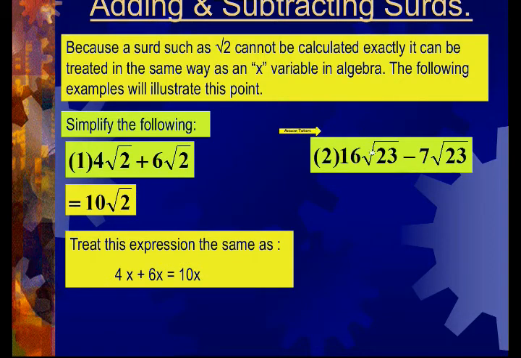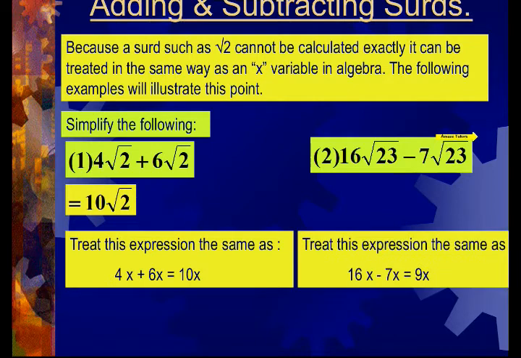Next example, 16 root 23 minus 7 root 23. So here you are going to treat the expression like 16x minus 7x. What is 16x minus 7x? 9x. So the answer is going to be 9 root 23.